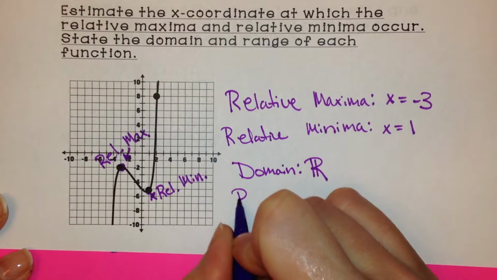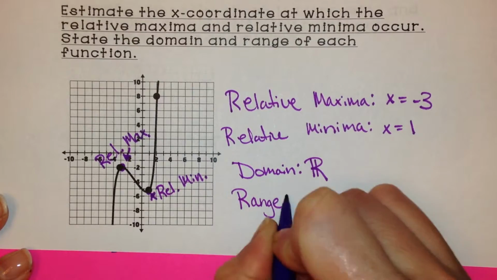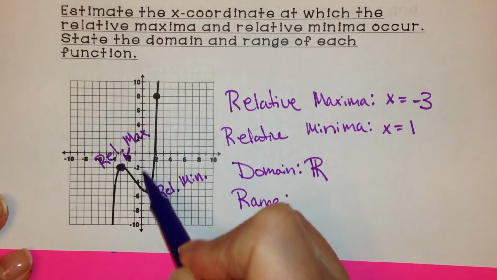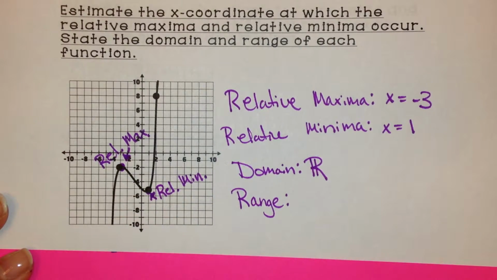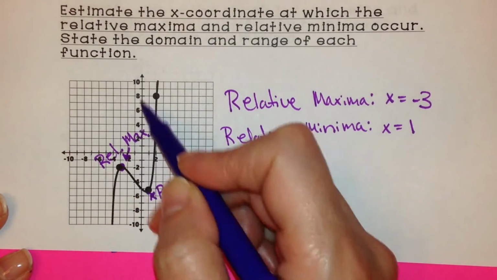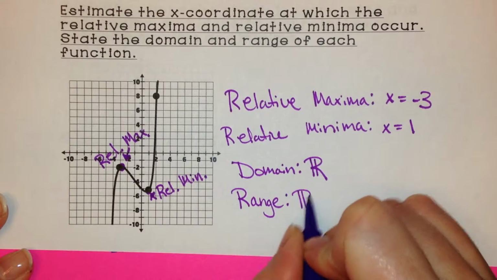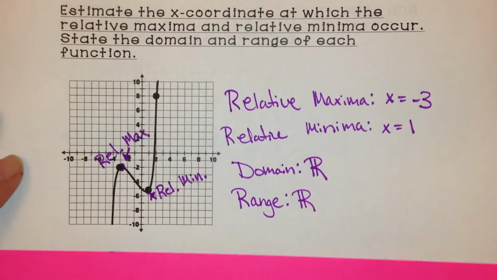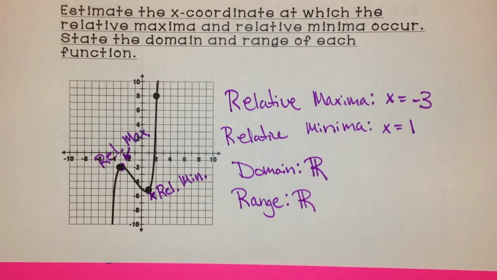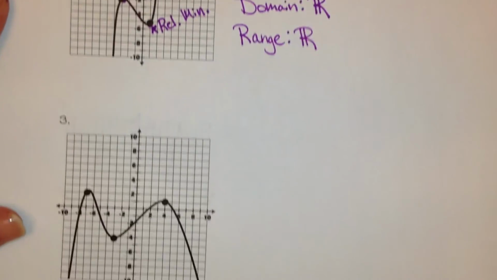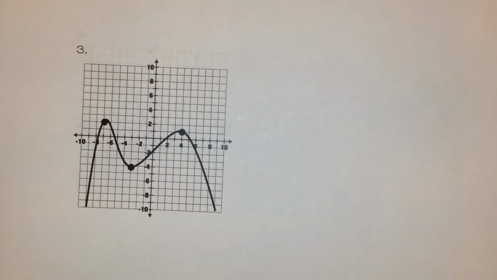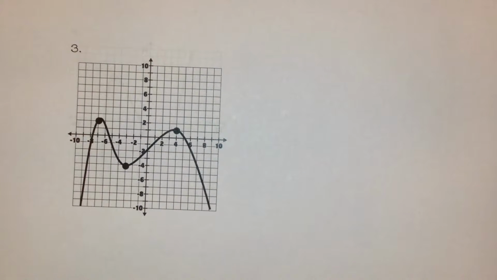The range, okay, y values. I can see that my graph's going to continue going up. This one continues going down. And there's not any points that are not included in between, so this is also all real numbers. So just looking at the long-range behavior of the graph. All right, so here's a graph for you. Go ahead and determine relative maxima, minima, domain, and range.